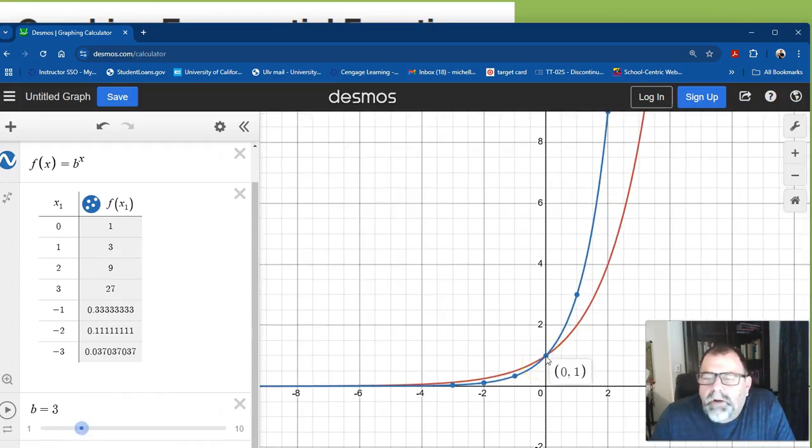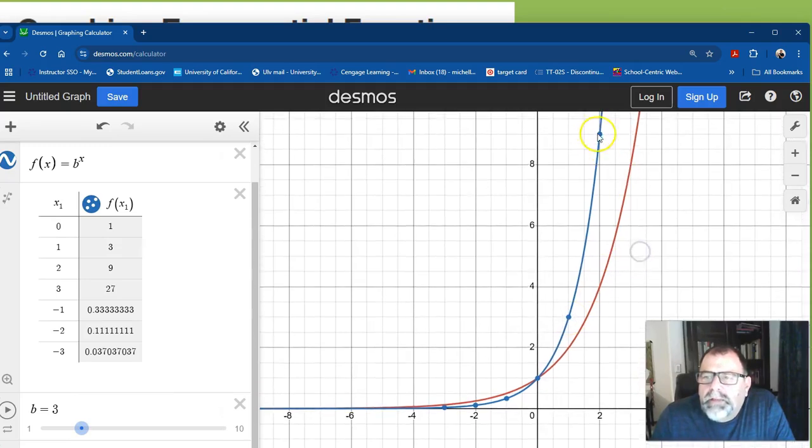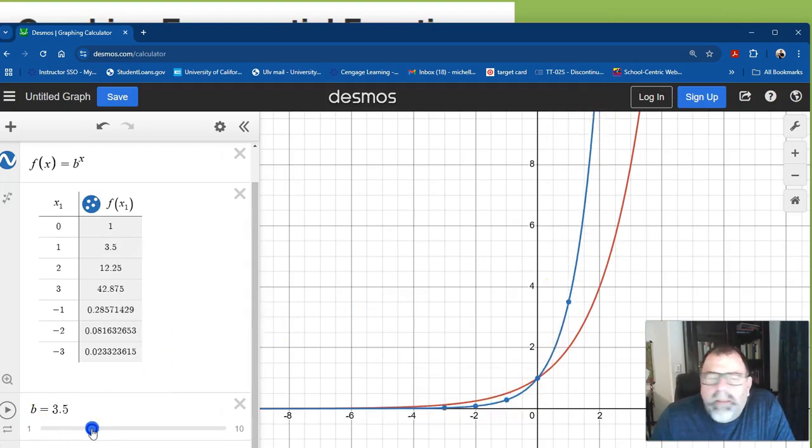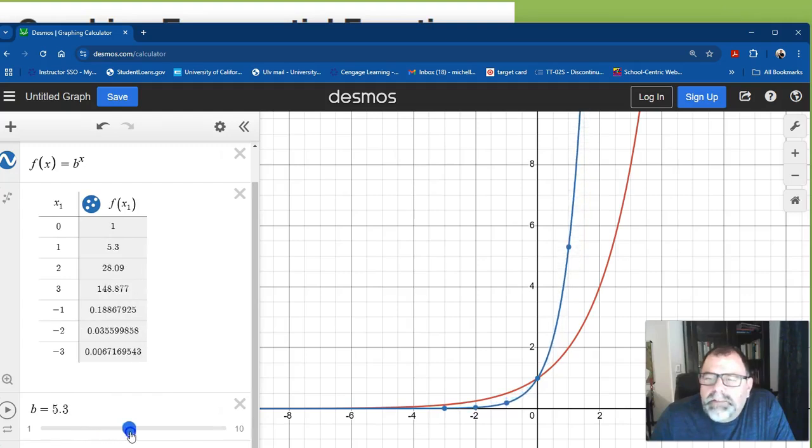So 0, 1, and then it's going to be 1, 3 to the 1, which is just 3. And then 3 squared would be 9, right? But it has the same basic, what we call exponential growth curve. And then negative 1, 3 to the negative 1 is 1/3, which is 0.333 forever. And then this is 1/9, 1/27. Okay. And then you can see, so as b gets bigger, that curve gets steeper. So if I go to 5, b is 5.